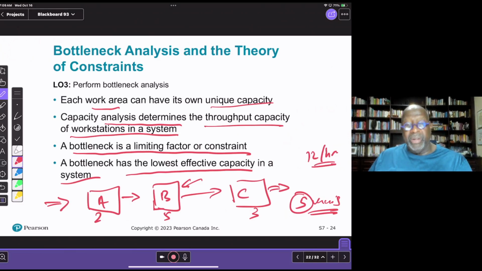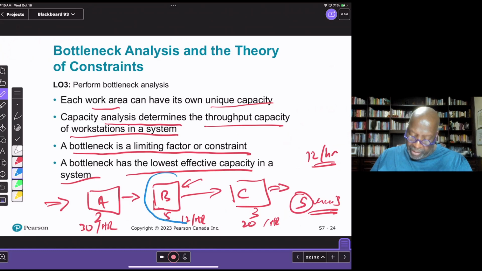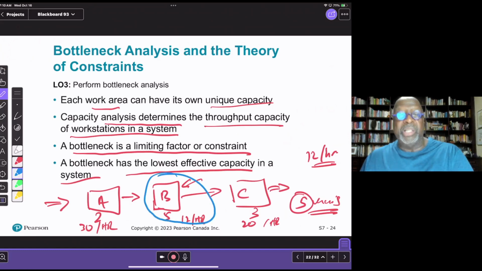That's the limiting capacity. But here could produce 20, and here could produce 30 per hour. But this could only produce 12. Right? And so it will be your limiting workstation. If you want to improve productivity, you're going to have to get rid of that bottleneck.